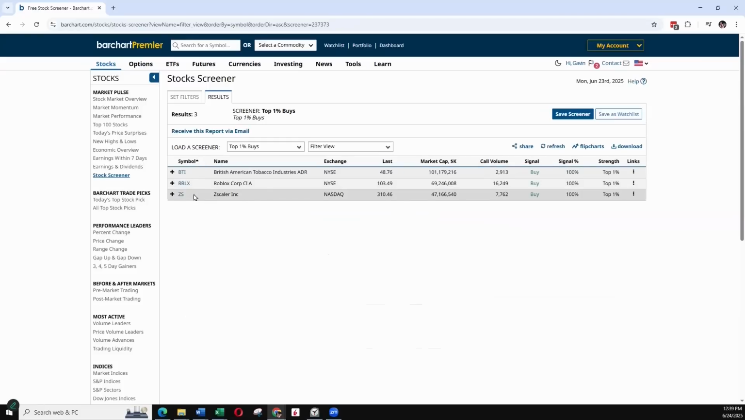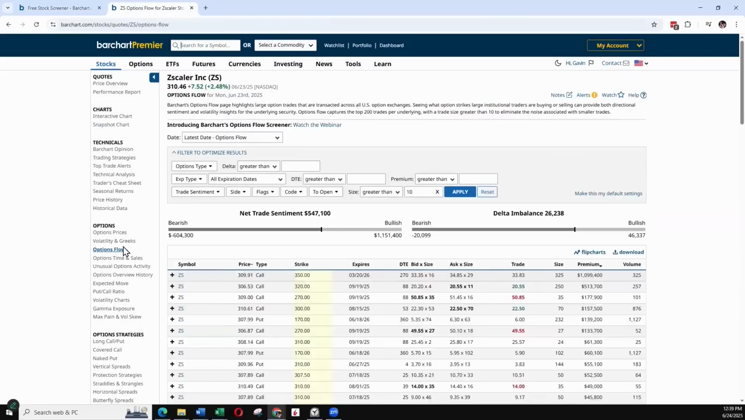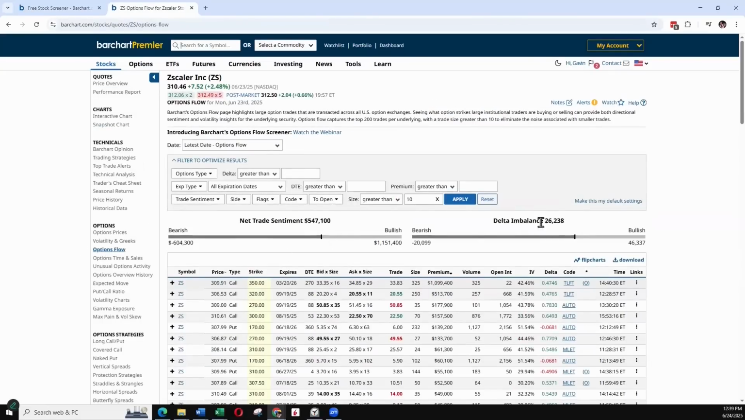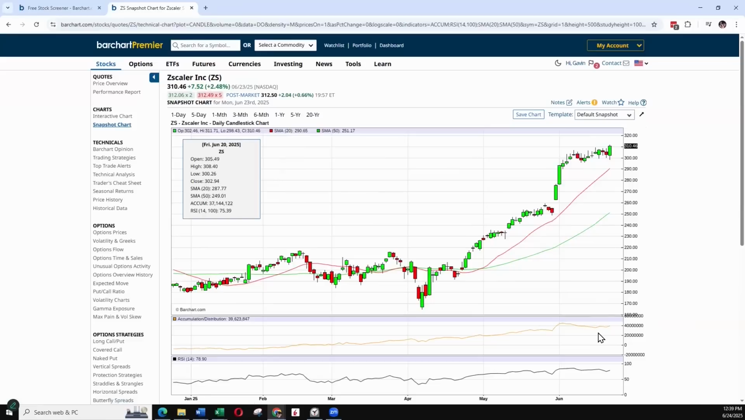It's been a very strong stock as well. We'll go and check out the flow for this one. Again, very bullish flow, bullish delta imbalance. So that's ticking that box. We'll have a look at the chart. And again, very nice uptrend, very nice accumulation. So that's a good candidate.